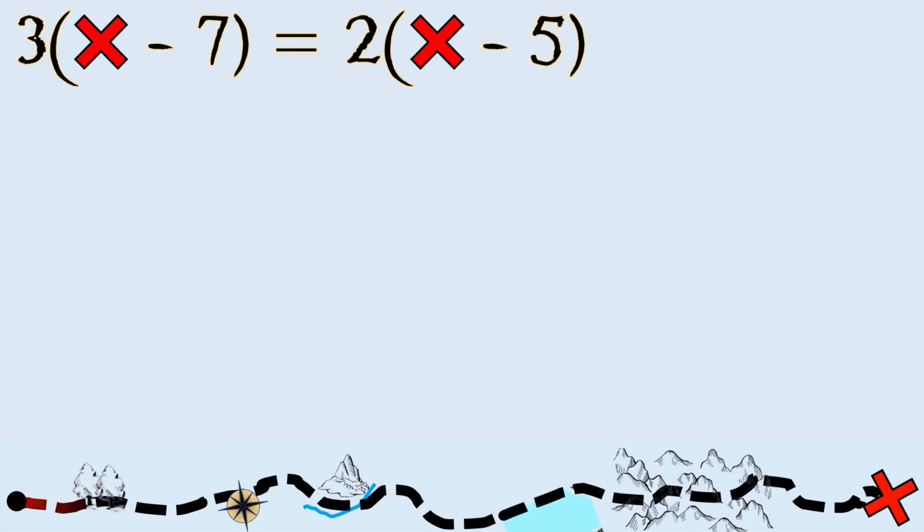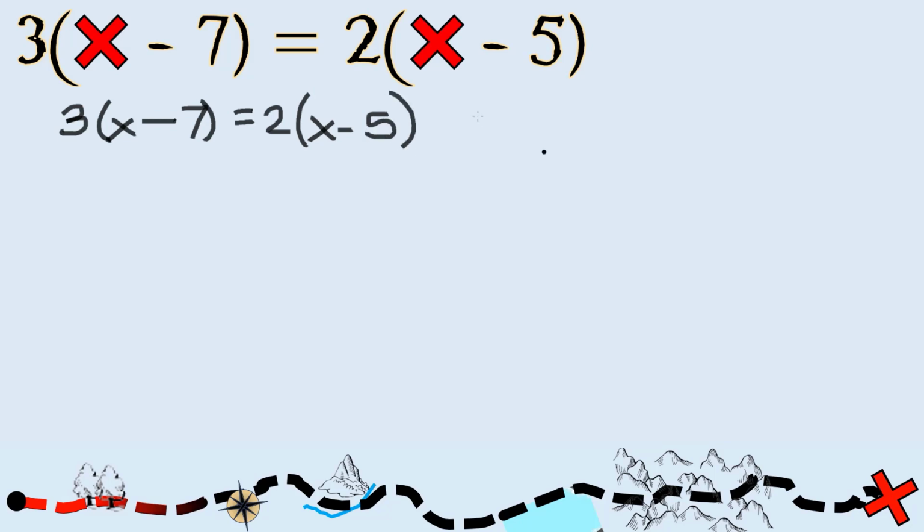The unknown, represented by x, can be found on both sides of the equation, but both of them are part of a grouping symbol. We need to apply the necessary operations to solve for the value of the unknown. Let me rewrite our given. We have here 3 times the quantity x minus 7, equal to another grouping symbol, 2 times the quantity x minus 5.